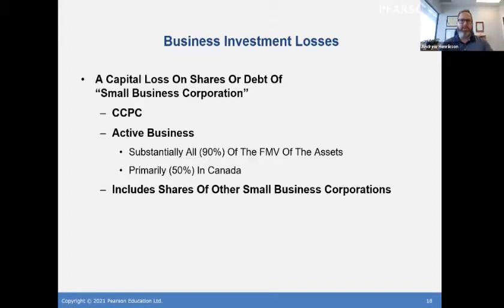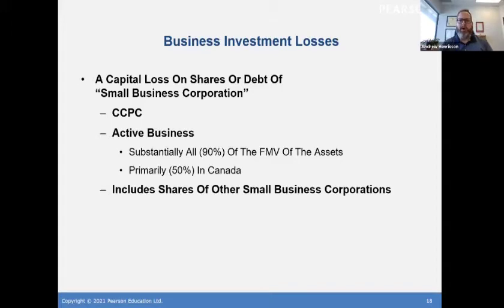Now we're going to continue today, starting here at slide 18, and we're talking about business investment losses. This is something that an individual can claim, and this is a different type of loss. So let's clarify. We've talked about net capital losses, and we talked about non-capital losses. Our net capital losses were the net of our capital gains and our capital losses.